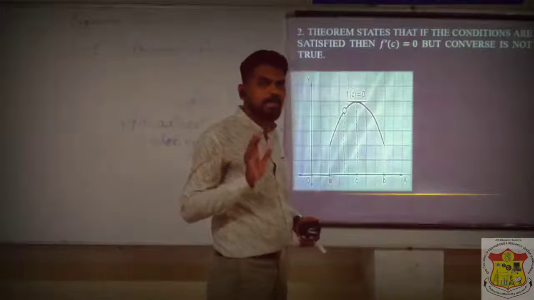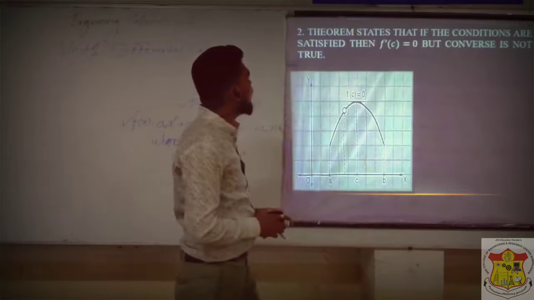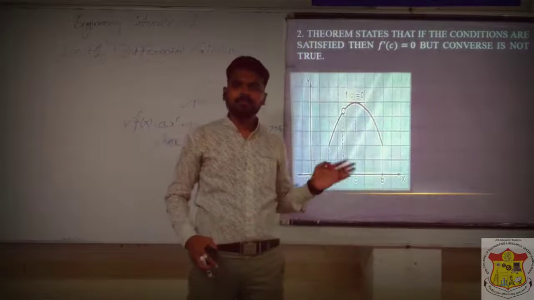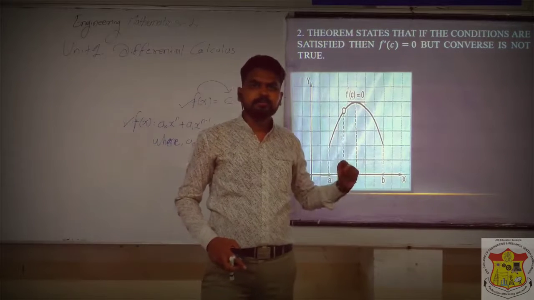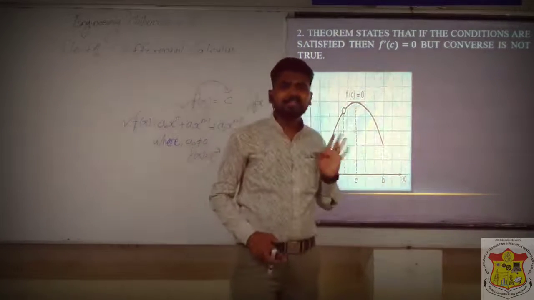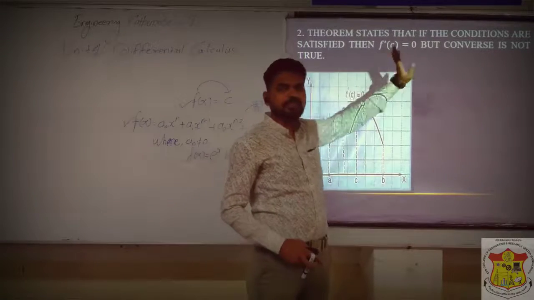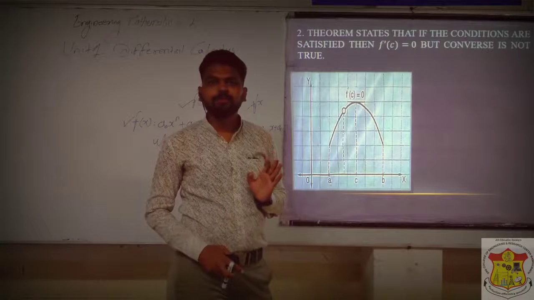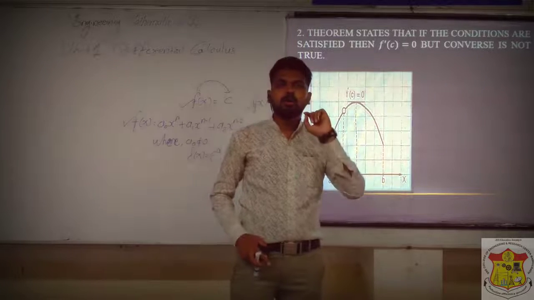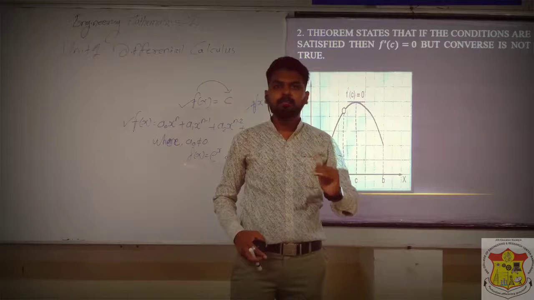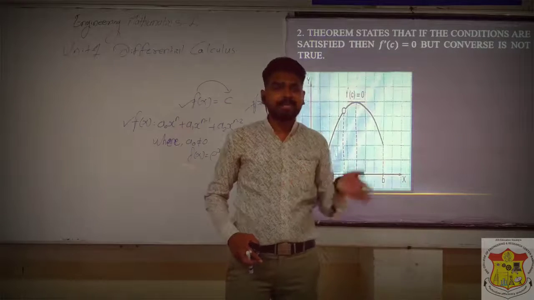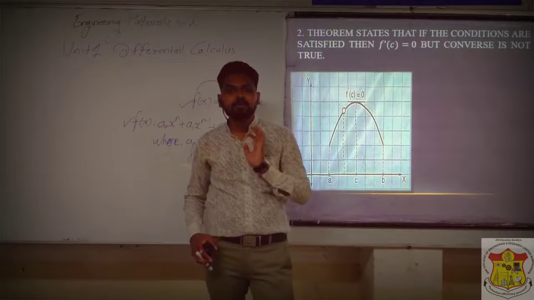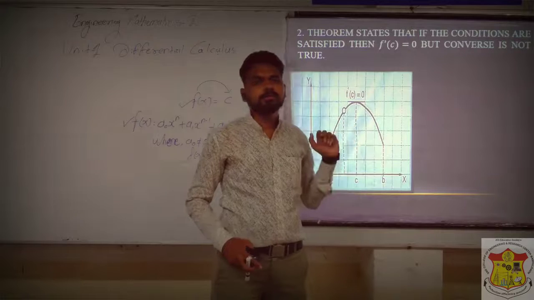Next, second remark. The theorem states that if the conditions are satisfied, then f dash of c is equal to 0. By Rolle's theorem, if these three conditions are satisfied, then f dash of c is equal to 0. But the converse is not true. What does that mean? If the derivative of the function at a particular point c vanishes, we cannot say that the function is continuous on closed interval ab, differentiable on open interval ab, or that the values of the function at the endpoints are equal.